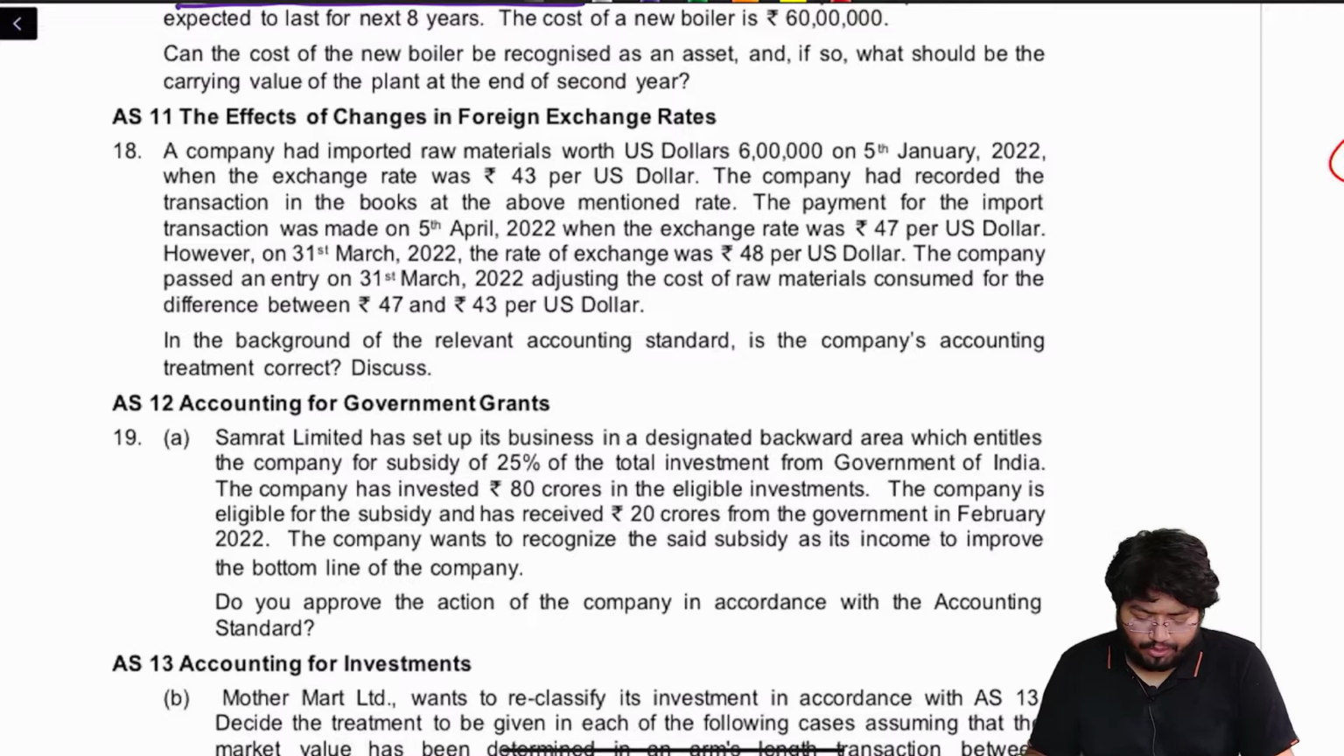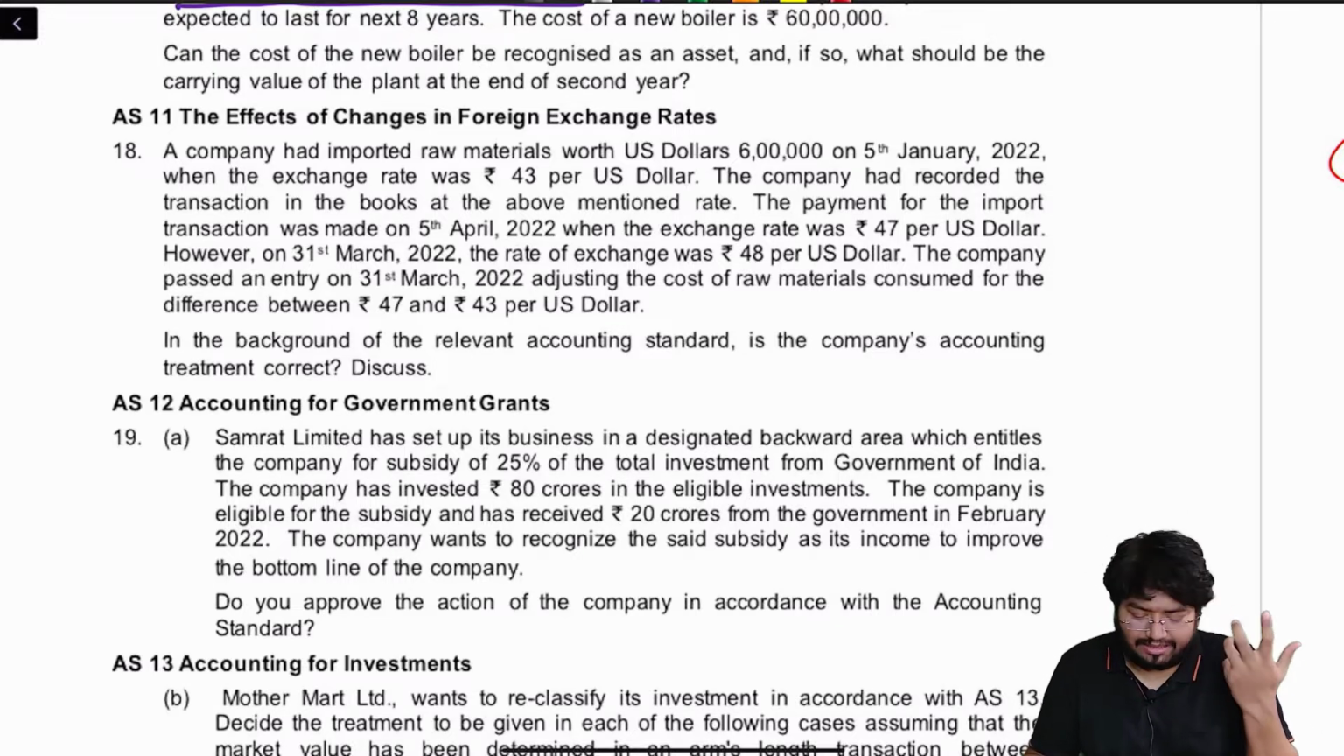A company had imported raw material worth 6 lakh USD on 5th January 22 when the exchange rate was 43 per dollar. The company had recorded the transaction in the books at the above mentioned rate. The payment for the import transaction was made on 5th April 22 when the exchange rate was 47 per USD. However, on 31st March 22, the rate of exchange was 48 per USD. The company passed an entry on 31st March 22 adjusting the cost of raw material consumed for the difference between 47 and 43 per dollar. In the background of the relevant accounting standard, is the company's accounting treatment correct?